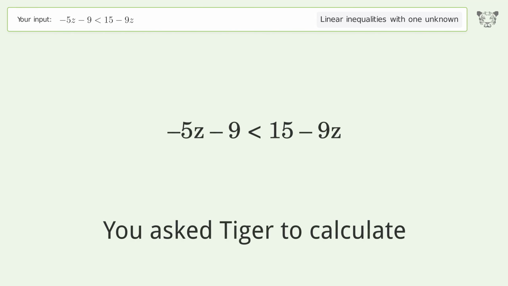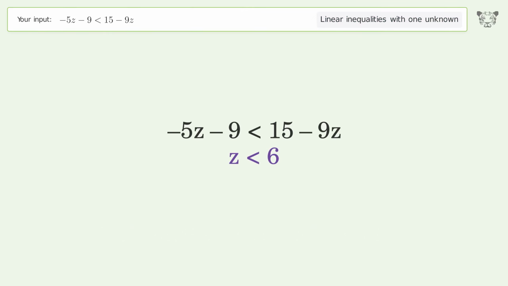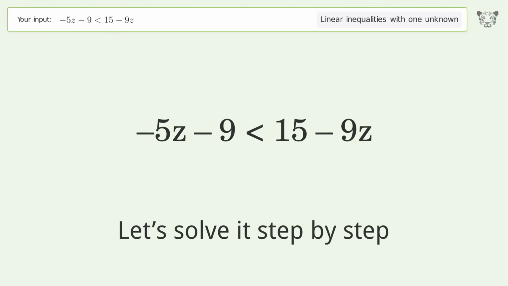You ask Tiger to calculate. This deals with linear inequalities with one unknown. The final result is z smaller than 6. Let's solve it step by step.